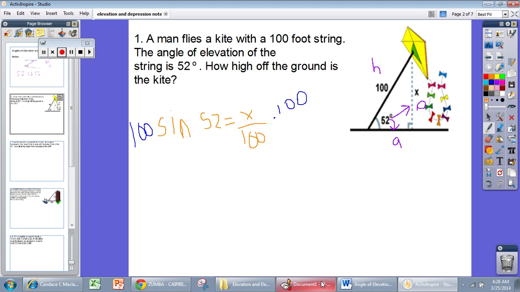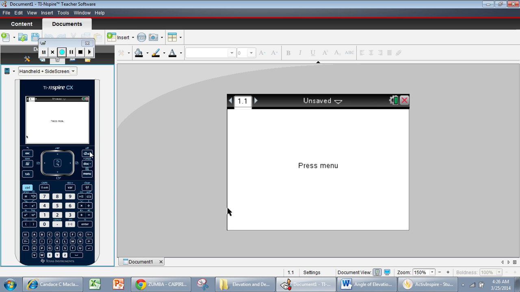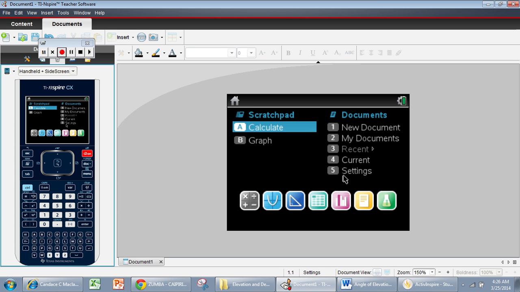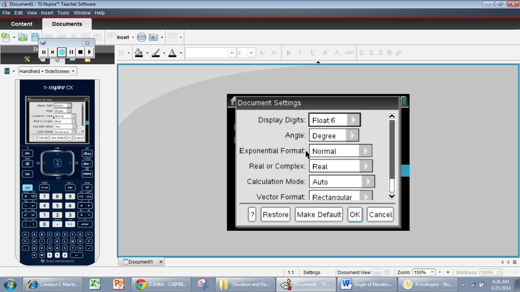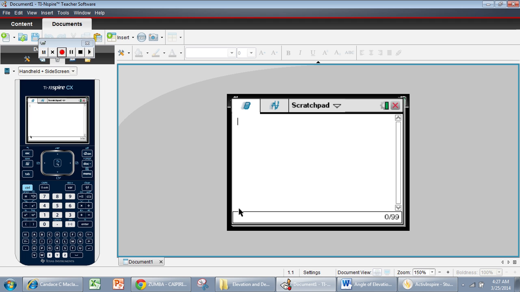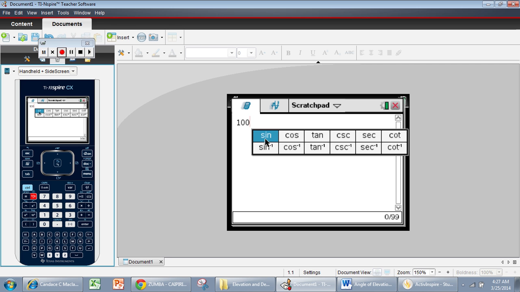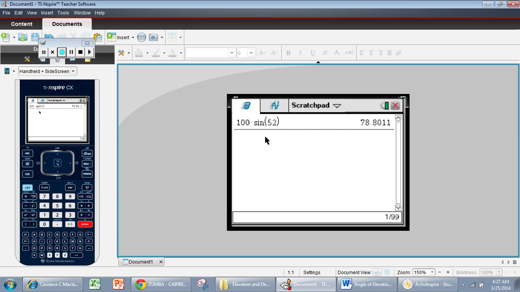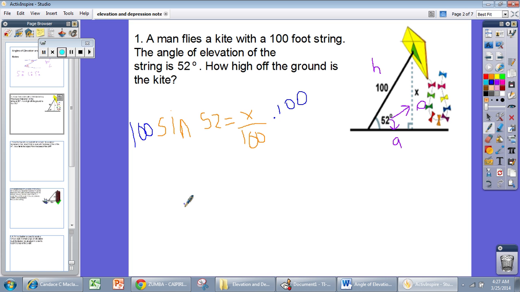So pull up your calculator. The first thing, though, we need to make sure it is in degree mode. So click Home, Settings, Document Settings, and it is in degree. You can just click on it to make sure and then hit Make Default if you want. And then go back. And so we're doing 100, hit Trig for sine, and it was 52. So we'll say this one is 78.8. So if you didn't get 78.8, please let me know. .8 feet.